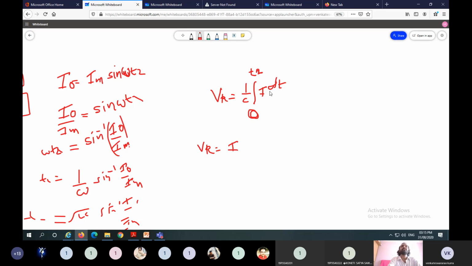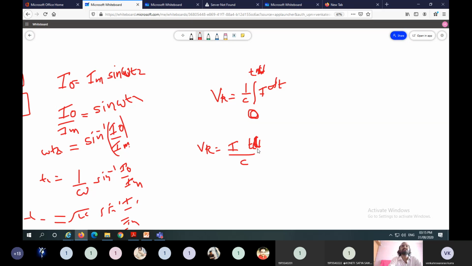Integration of i dt with respect to t means t. If you apply limits, then this one is t2. This one is not t2. So this one is circuit turn-off time tc. Circuit turn-off time. So in this time period only, the voltage across the auxiliary resistor is negative voltage.